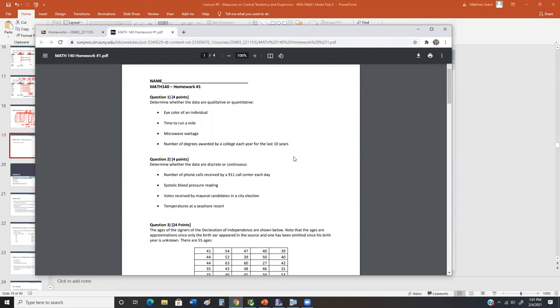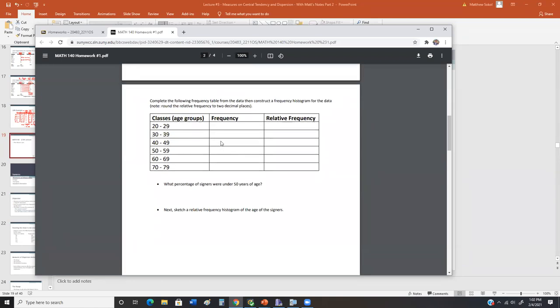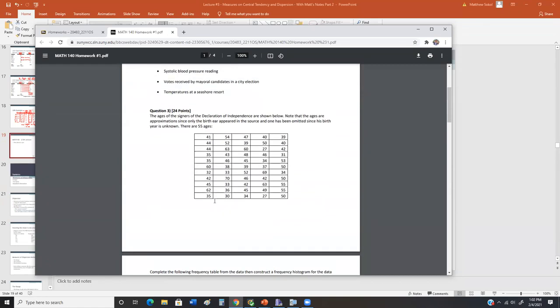Marissa, with the percentage, there's two ways you could do it. You could sum up the relative frequencies of the first three cells right here, and then just change it to a percentage. That's one way to do it. Or you could count the total frequencies here and divide it by 55, because that's how many of them there are. Does that help at all? Does that make sense?